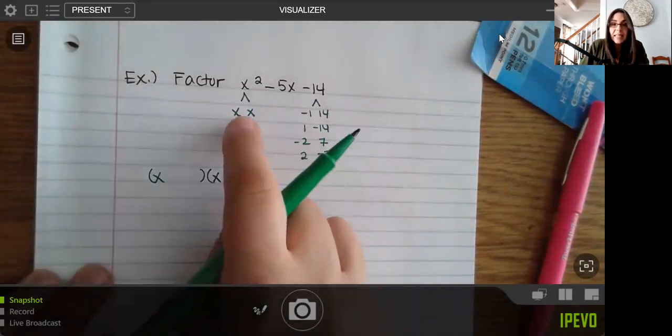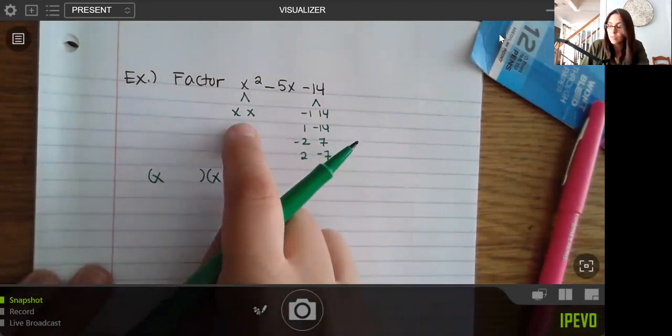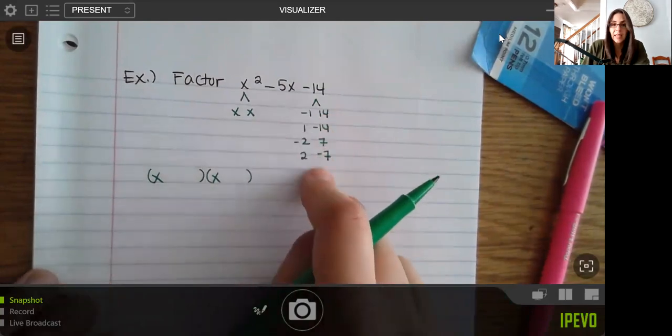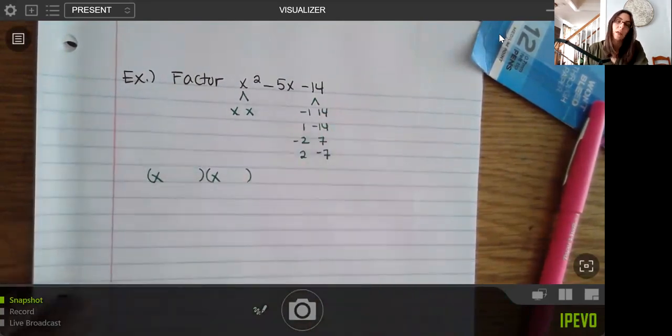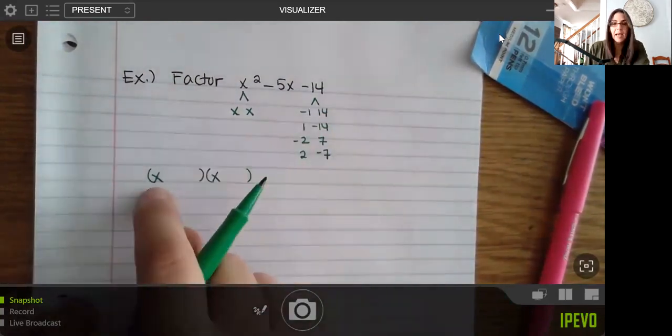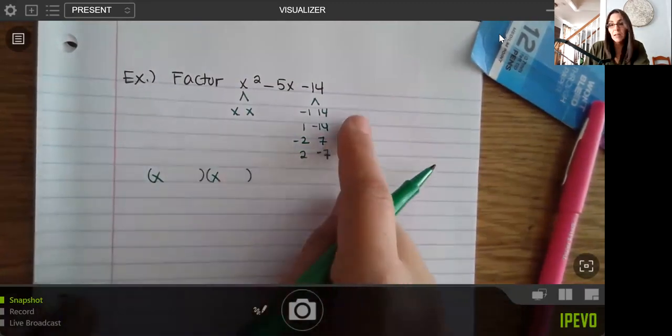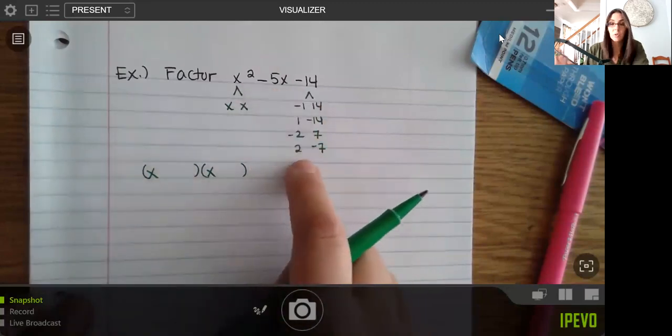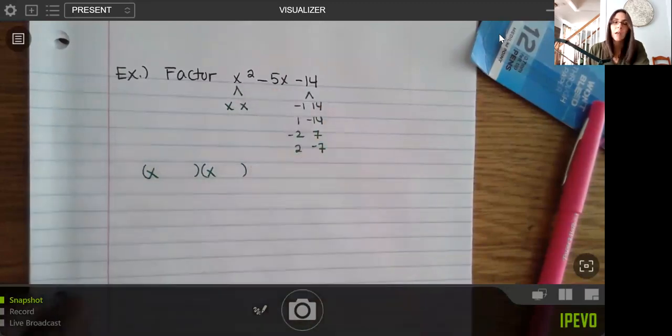Now, the first part's easy in this problem because I just have one option. So I know it's going to be x and x. But this part gets a little trickier because I need to get a -5 in the middle. Now, when the first part is x and x, it's pretty simple because you can kind of see the right factorization here. If I see a 5, I'm probably thinking 2s and 7s are going to work better. And I would be correct. So I'm just going to try the first one.